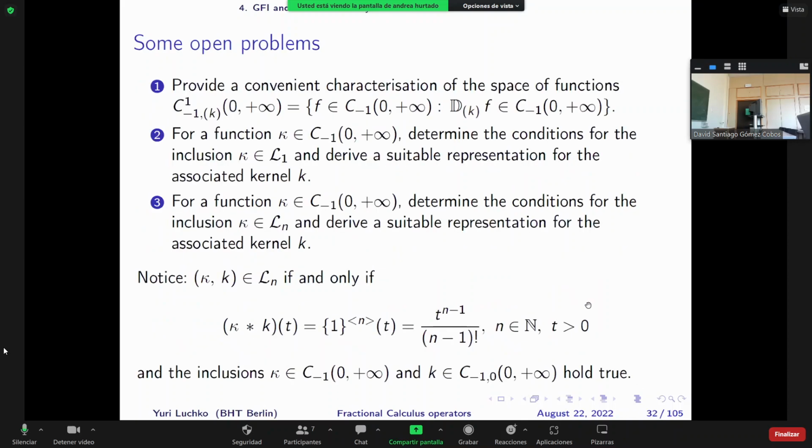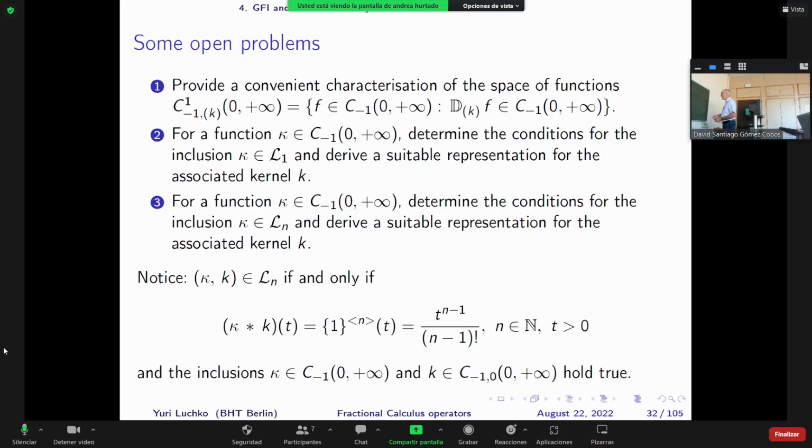So now I would like to present some open problems. For example, to characterize the space of functions C_{-1}^{k}. It consists of all functions from the space C_{-1} with the property that the general fractional derivative with the kernel k of the Riemann-Liouville type is also from the space C_{-1}. It's a generalized version of the space of continuously differentiable functions, but of course not exactly. How to characterize this space of functions?